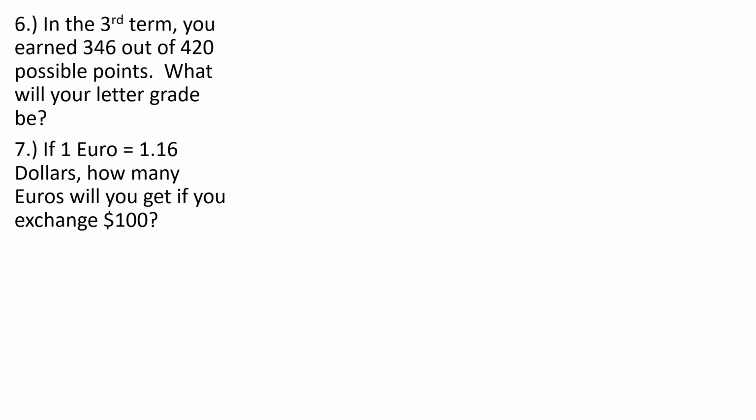At the end of the quarter, there were so many points that students could earn. Maybe we had 15 homework assignments, so we had 150 points coming from homework, and we had 2 tests, so we had 200 points coming from tests, and whatever. At the end of a particular quarter, you look at all the points you earned and how many points you could have earned. So this is your ratio. You earned 346 out of 420 points.